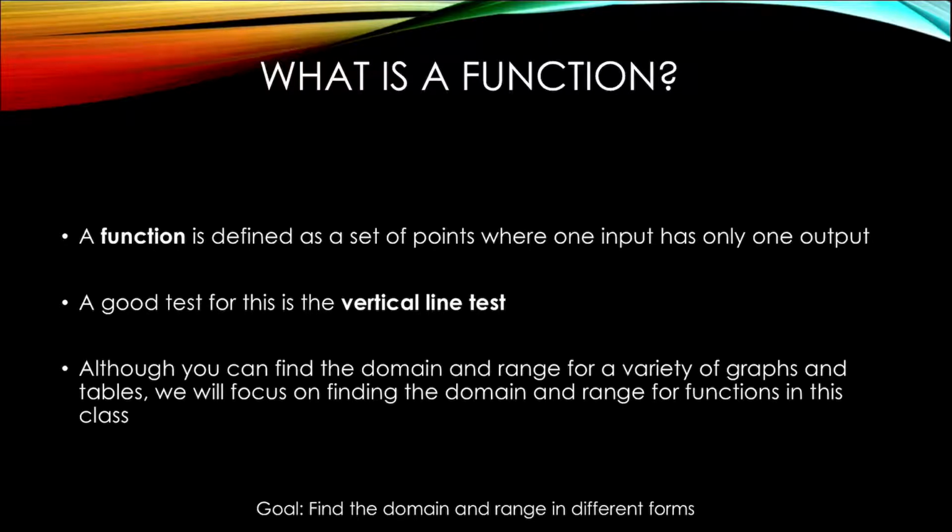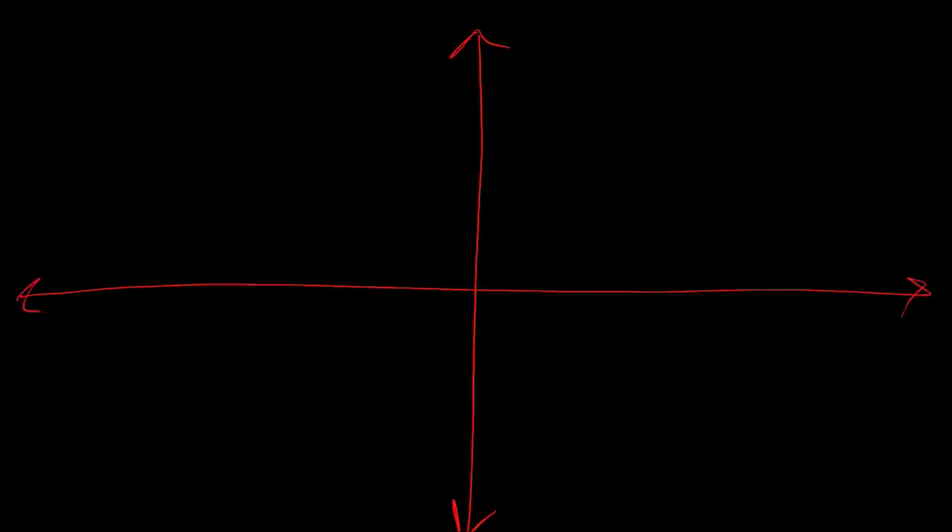Okay, so what is a function? A function is defined as a set of points where one input has only one output. So where one input has only one output, that's key. A good test for this is the vertical line test. Let's kind of just talk about that vertical line test real quick. I'm going to come over here to another page. So I'm going to draw a graph right here. And let's say I have some function.